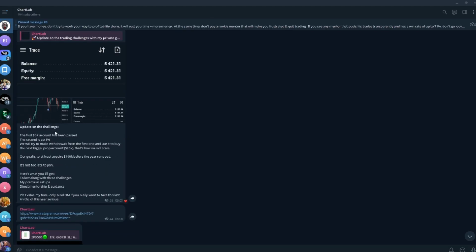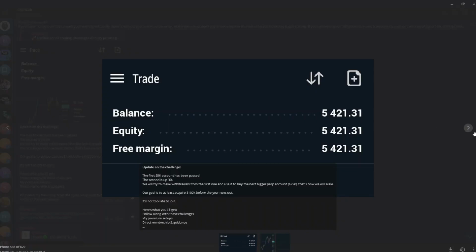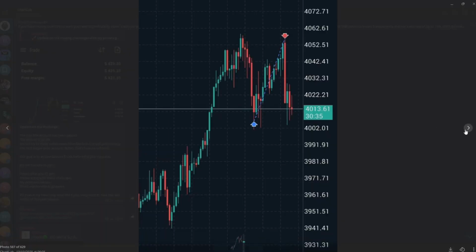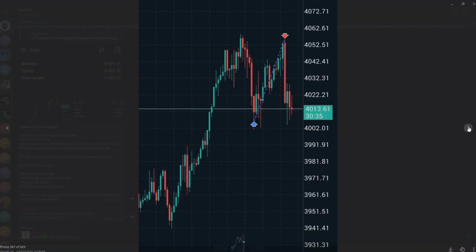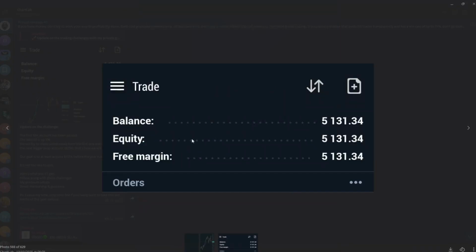So this is an update I posted on the challenge. The first 5K has been passed. The second one is up 3%. And we try to make a withdrawal from the first one and use it to buy the next bigger profit, which is 25K. And that's how we scale up. And this is actually a proof of it. I bought the account, my student bought it, and you can see that we actually passed it. It's an 8% profit target. This is phase 2. The phase 1, I've posted it if you scroll up. So this is the second account we are trading, which is up 3%.